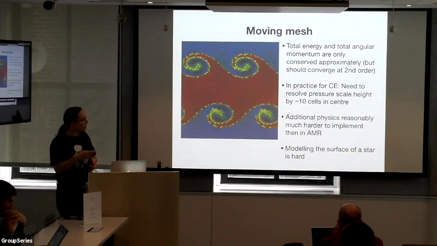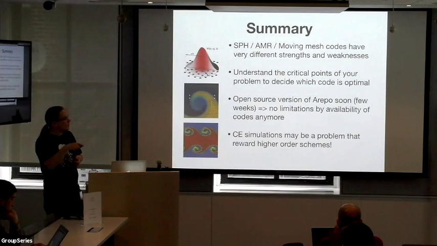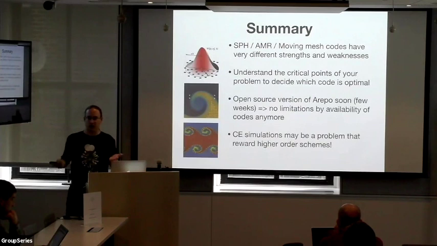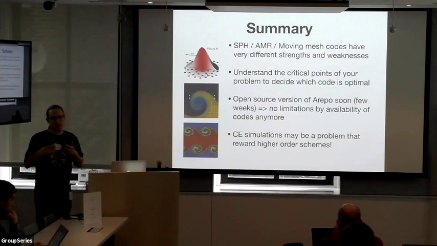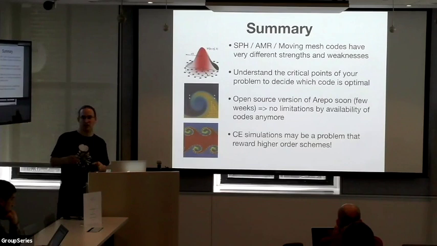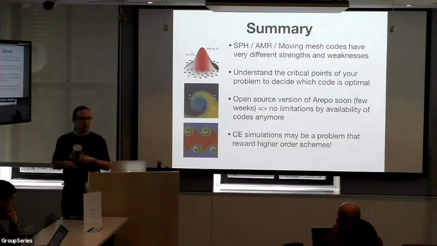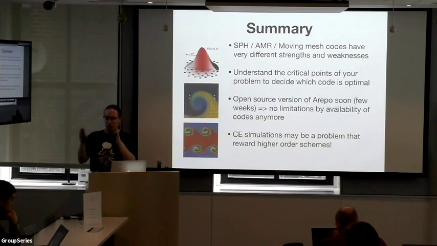Okay, so this already brings me to my summary. I hope I could show you that the different codes have very different numerical properties, very different strengths and weaknesses. In general, if you run a simulation with two very different codes and get quantitatively similar results, then you can probably trust these results much more than if you did this with just one type of scheme or one type of code.